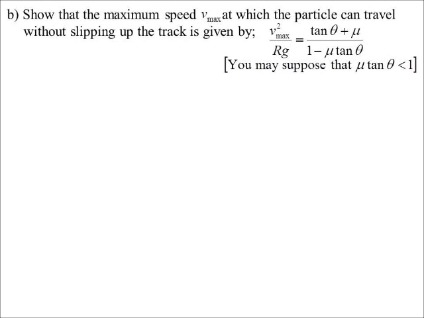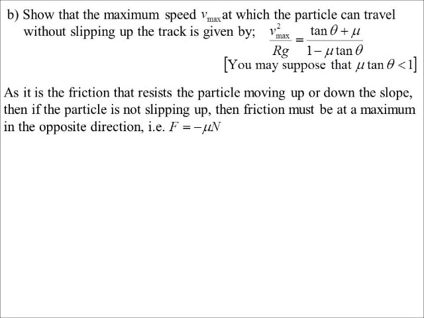All right, we have to have a think about this. So, it's friction that's resisting the particle moving up or down the slope. Then if the particle is not slipping up, because it's saying without slipping up, then friction must be in the opposite direction going down. And it's at that maximum point, and they define friction to be negative going down the plane. So for this problem, friction is equal to minus mu n.